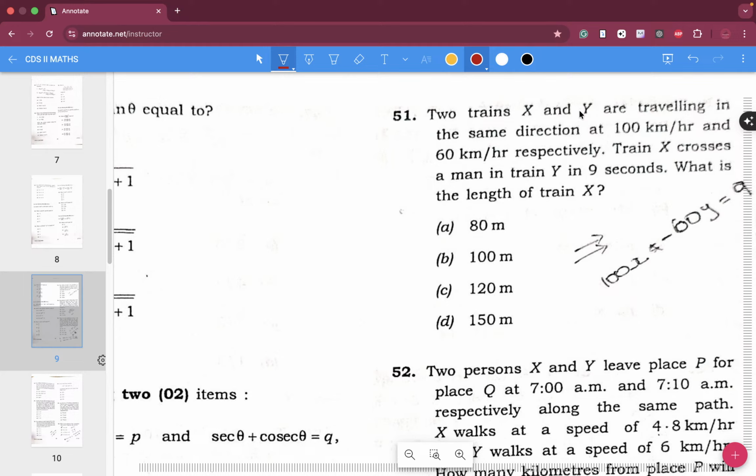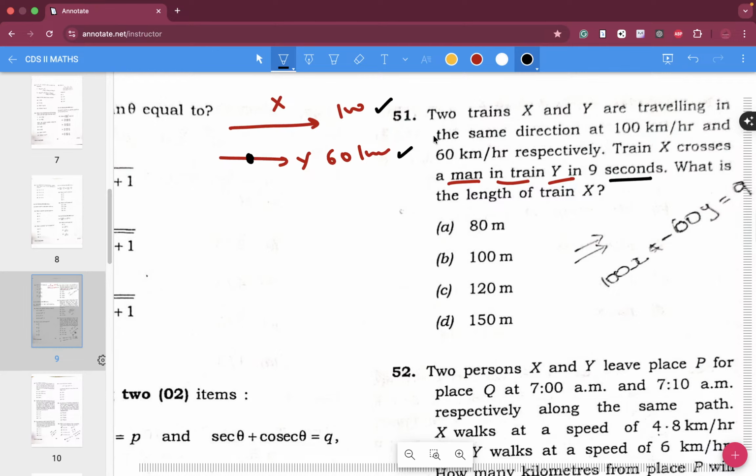Question number 51 says two trains X and Y are traveling in the same direction at the speed of 100 kmph and 60 kmph respectively. Train X crosses a man in train Y. So a man will be somewhere over here in the train Y, isn't it? In 9 seconds. So what is the length of the train X is what they are asking.